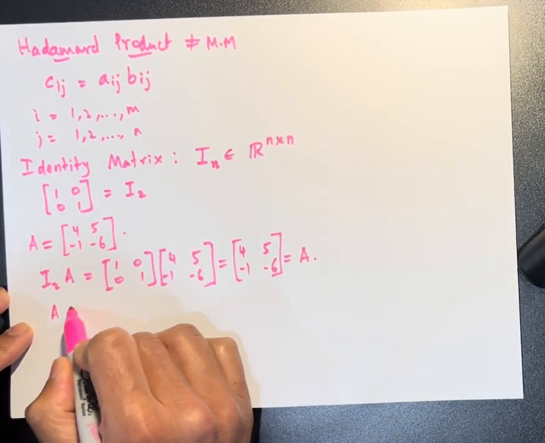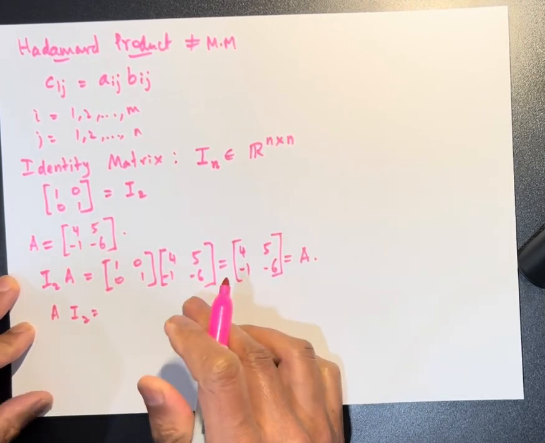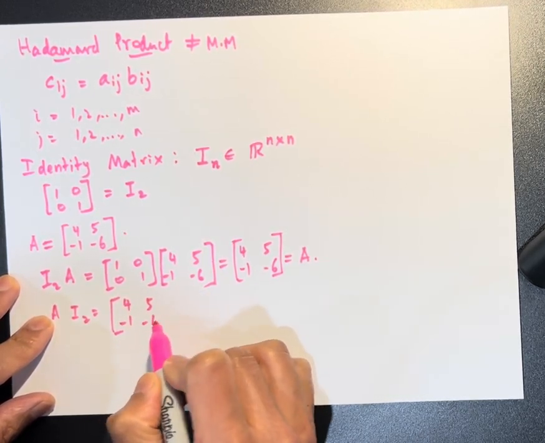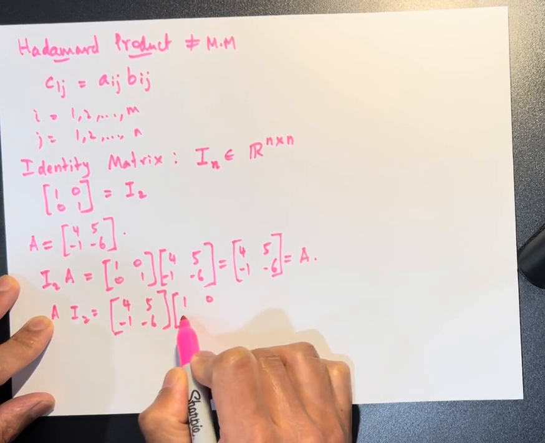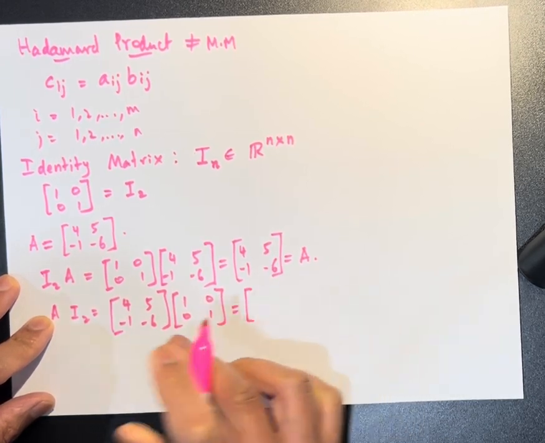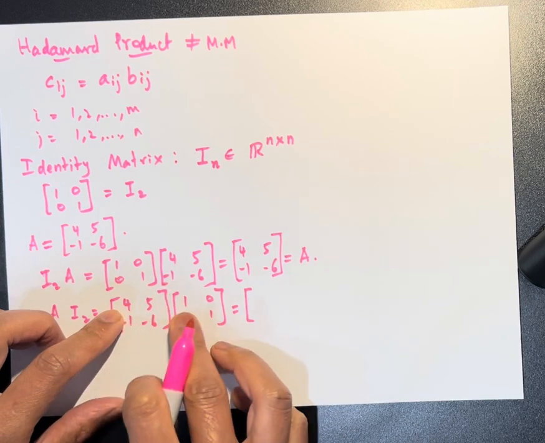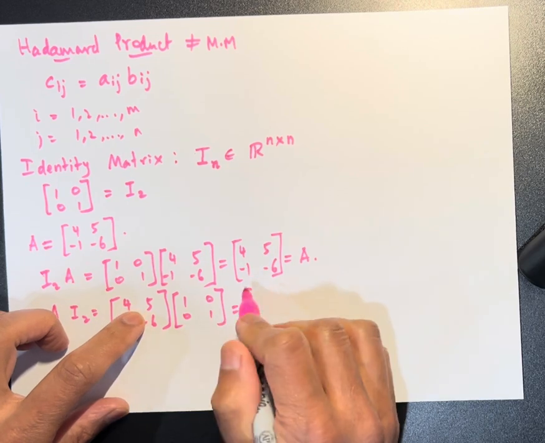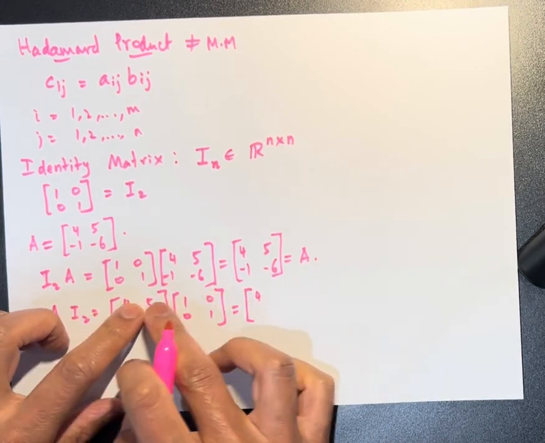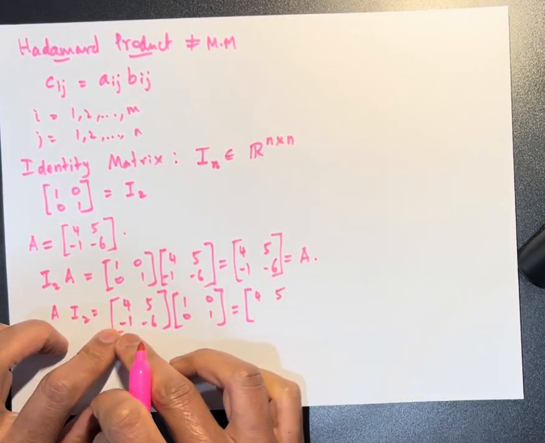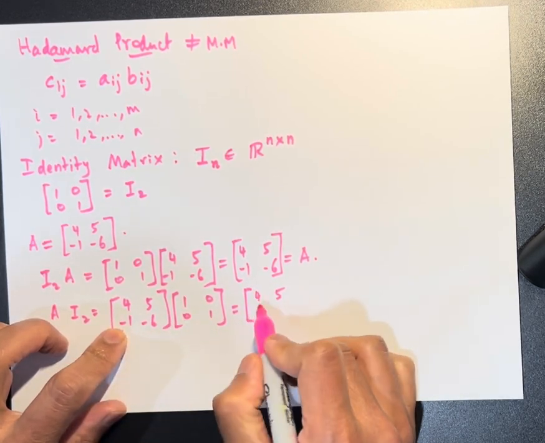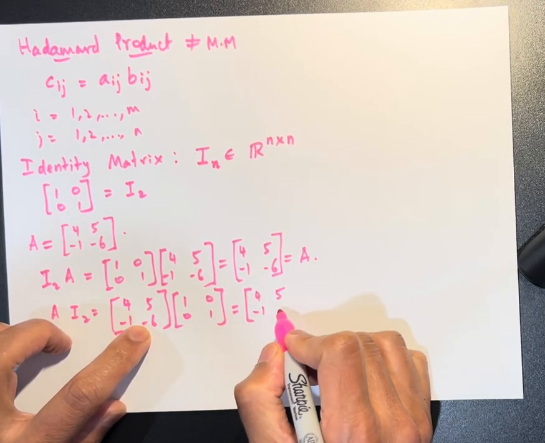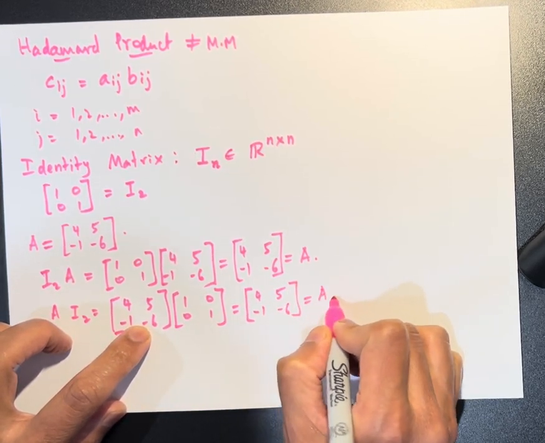And then same thing, A times I2. It doesn't matter, because A times I2 is 4 5 negative 1 negative 6 times 1 0 0 1. You can see the same thing going on. When I multiply, it's 4 times 1 plus 5 times 0, so that becomes 4. Then 4 times 0 plus 5 times 1 becomes 5. Negative 1 times 1, and then 0, so this is negative 1. And negative 1 times 0 is 0, and minus 6 times 1 is minus 6, so this is also equal to A.